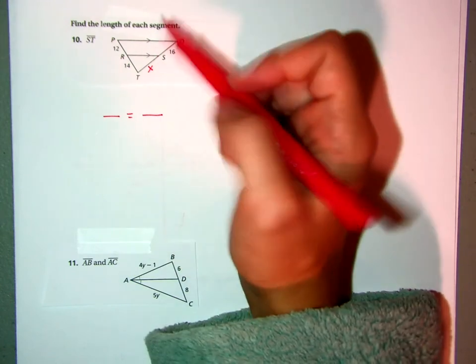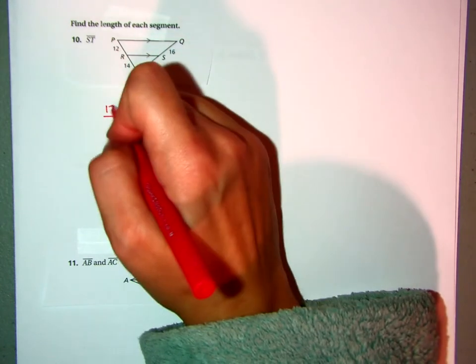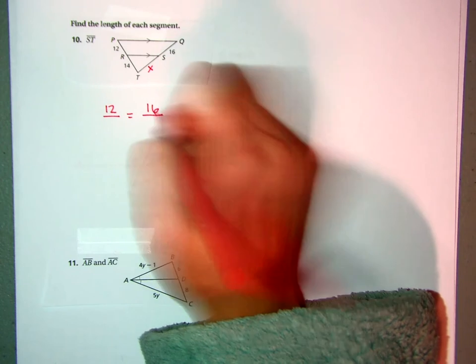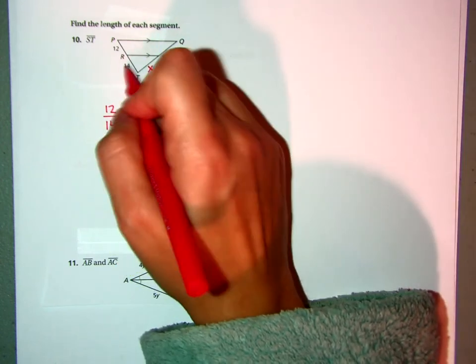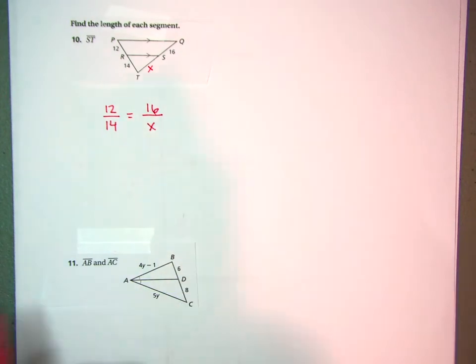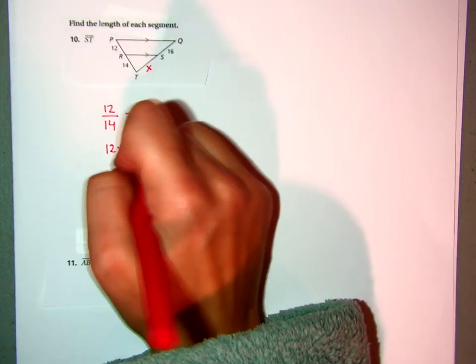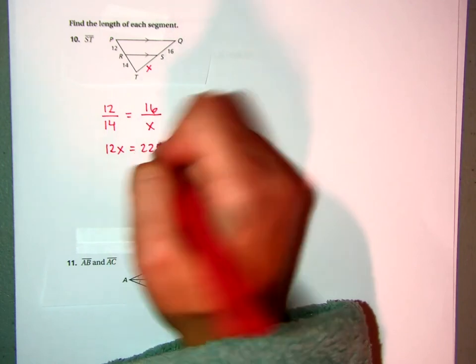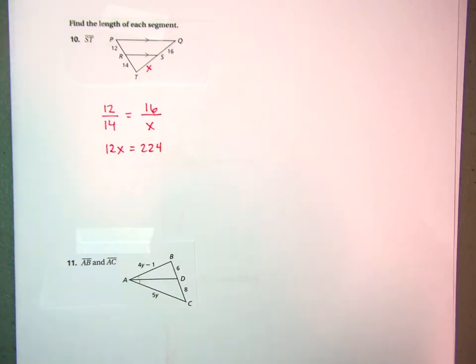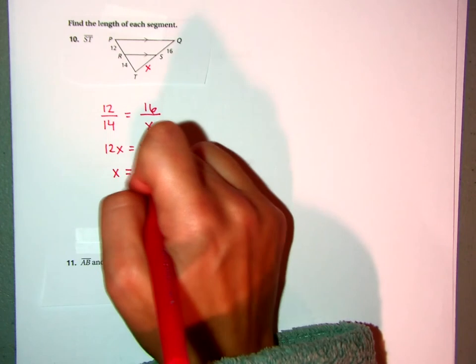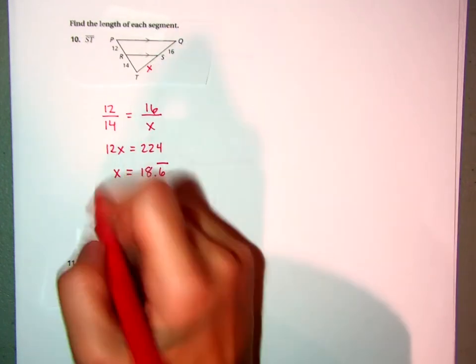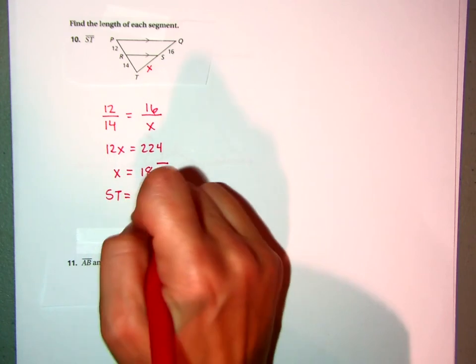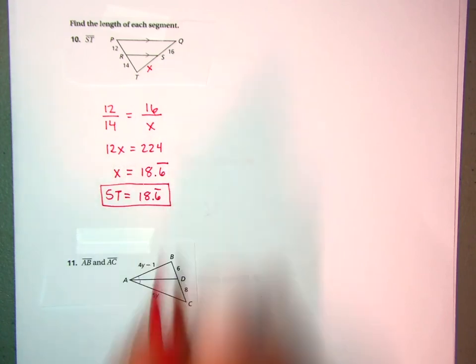So if you look at your proportional segments, 12 is directly across from 16. 14, which is on the same side as that 12, so keep it on the same side, is directly across from the x. Now we can just cross multiply. So we want to do 12 times x, which is 12x, and 16 times 14, which is 224. When I divide both sides by 12, x is going to be 18.6 repeating. And so that x represents ST, so ST is 18.6 repeating.